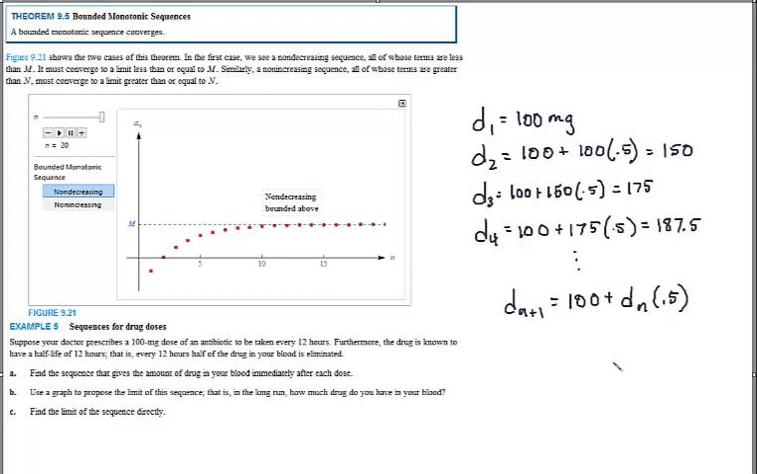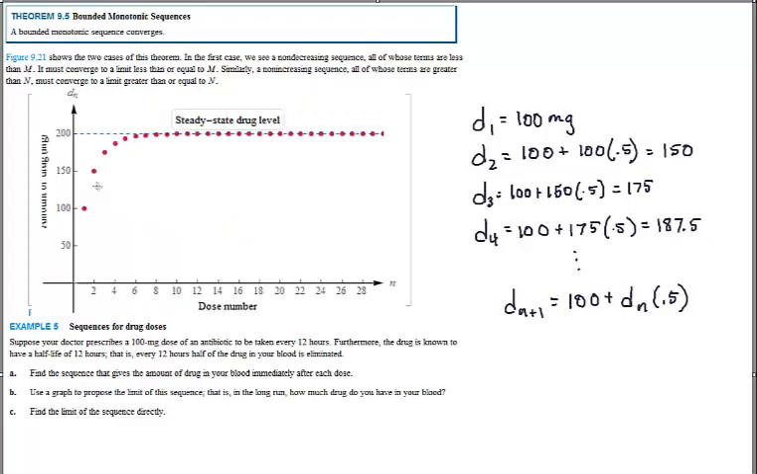So how much drug do I have in my system? I need to figure that out from looking at my graph. So if I were to graph this thing, what would I have?